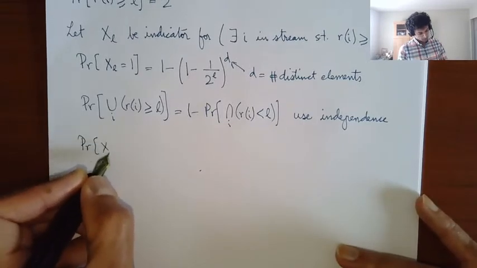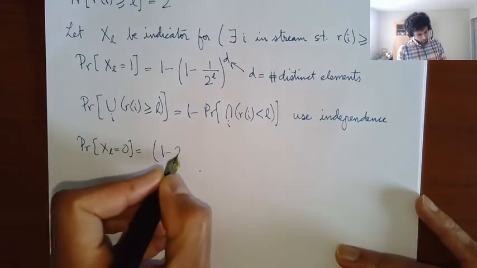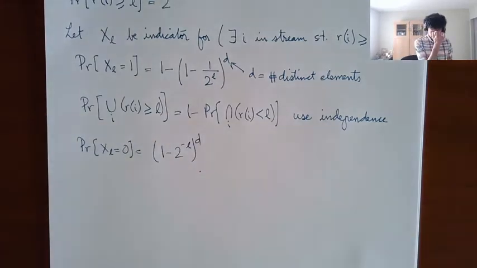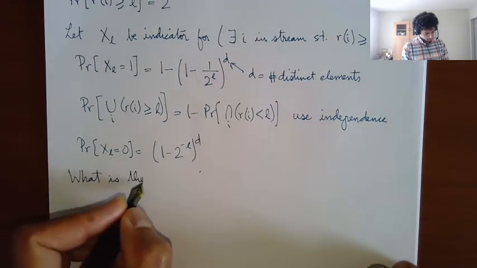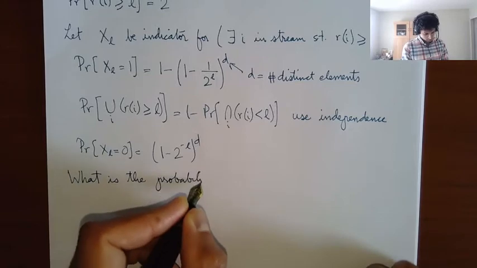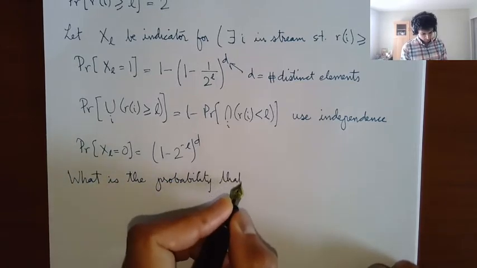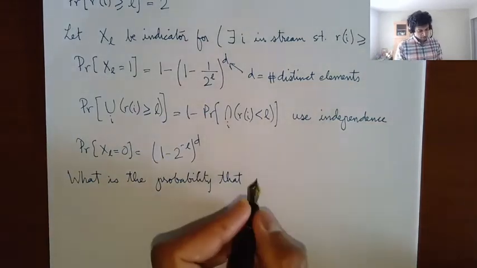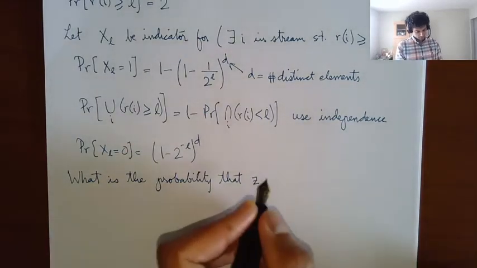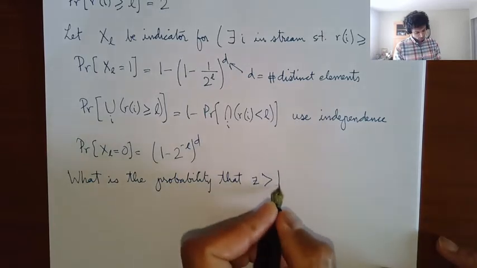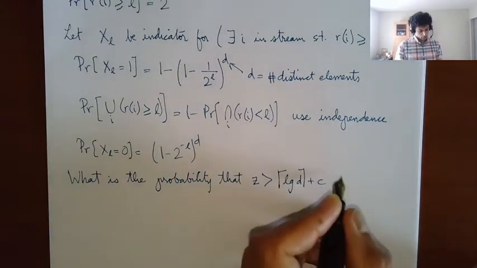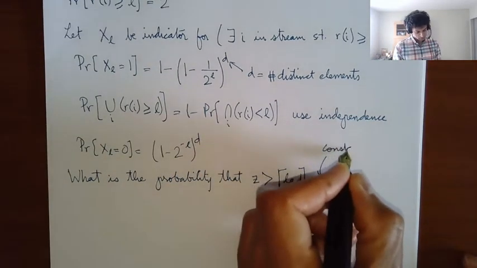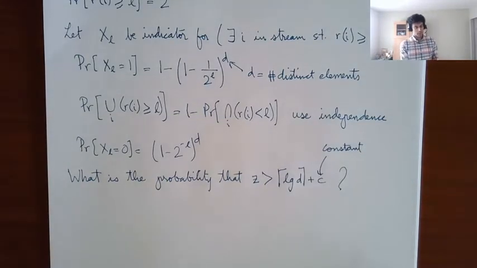And so similarly, the probability that X_L is equal to 0 is really simple. It's 1 minus 2 to the minus L, to the power D. Okay, so now let's ask, what is the probability that Z, the final Z that was output, is greater than or equal to the ceiling of log base 2 of D plus C, for some constant C. So C is going to be some small constant. What is the probability that Z is greater than this?